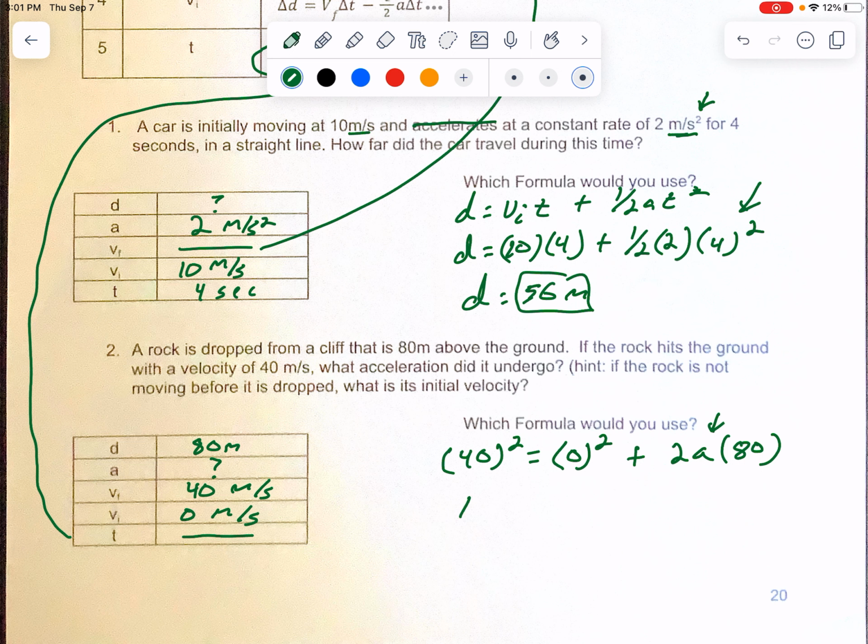So 40 squared is 1600 equals, now what I'm going to do is combine that 2 and that 80. So 2 times 80 is going to give me 160A. Now if you want to get A by itself, divide both sides by 160, and you're going to get an acceleration of 10 meters per second squared. So there's your answer for number 2.